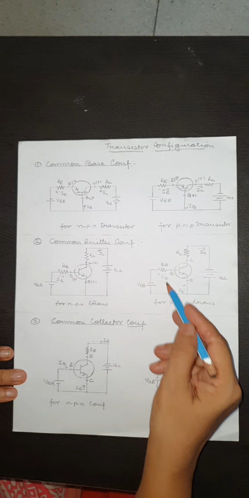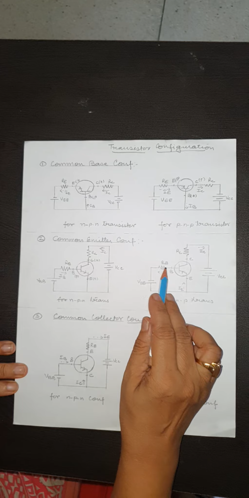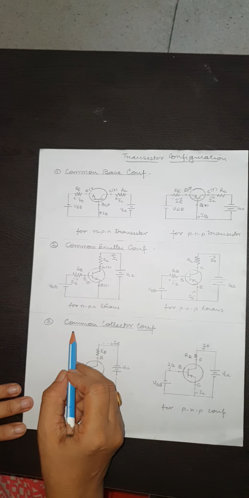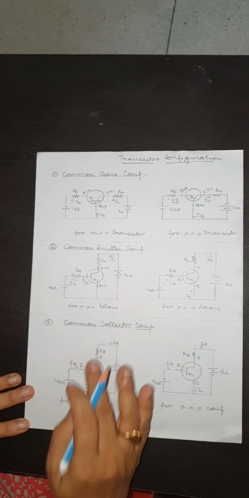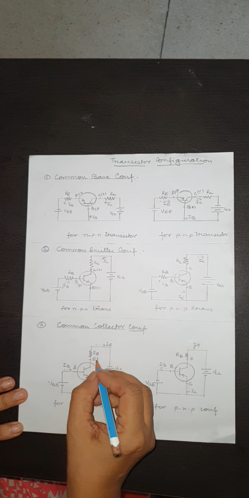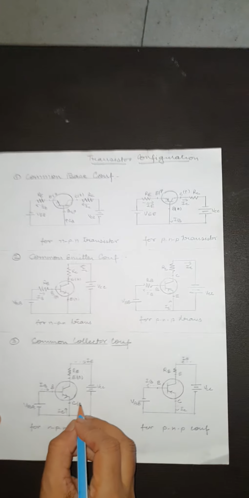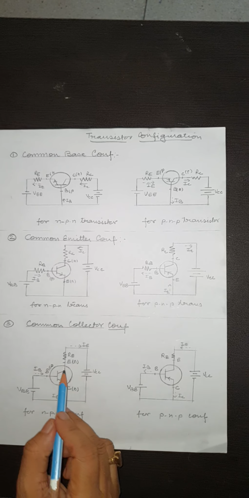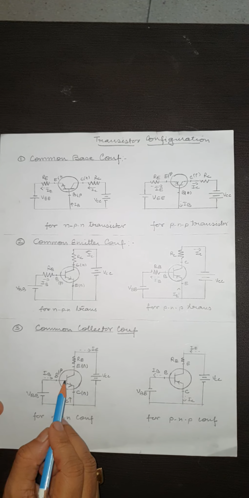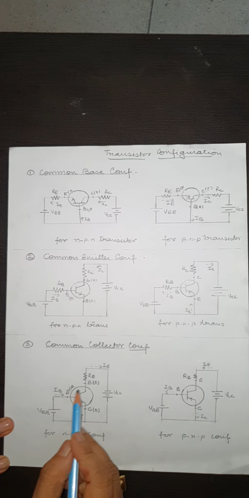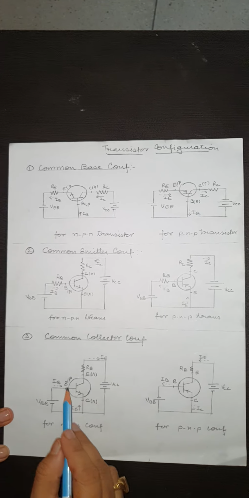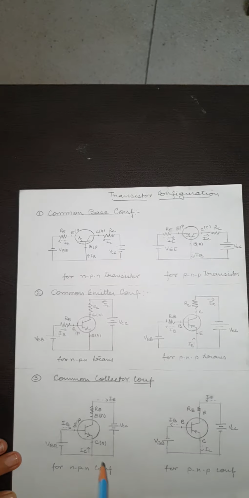Similarly, we can explain that in this case also emitter base junction is forward bias and collector base junction is reverse bias. Third one is common collector configuration. Here you see that this is N type, N type and this is P type. This N type is connected to negative, means emitter is negative, base is positive, means emitter base junction is forward bias. Collector is more positive, it means collector base junction is reverse bias.